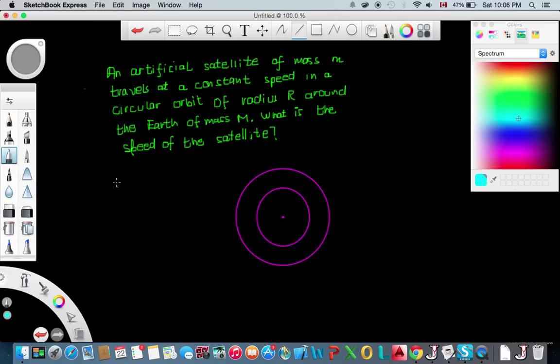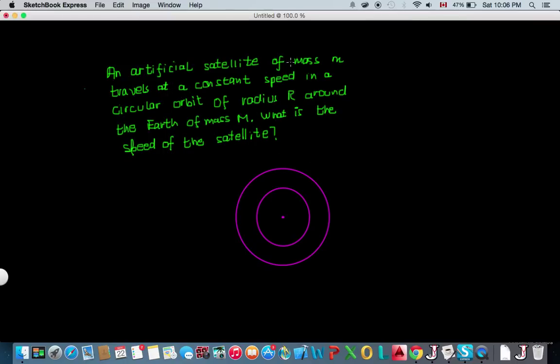I'll be solving a classic problem in Newton's law of universal gravitation. So this problem says that an artificial satellite of mass m travels at a constant speed in a circular orbit of radius r around the Earth of mass M. What is the speed of the satellite?